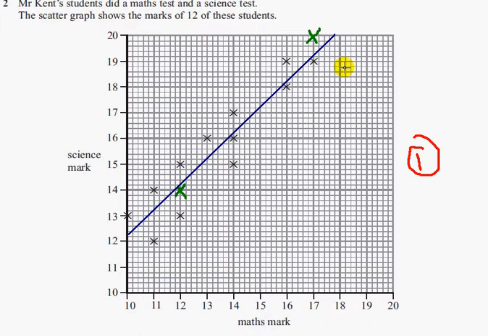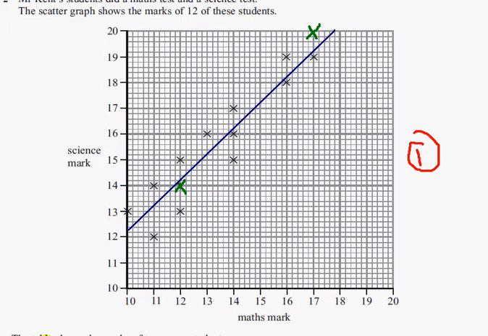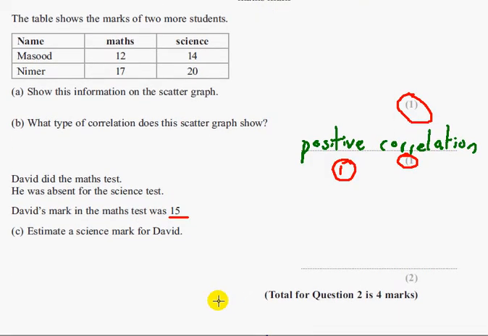Okay, he got 15 for maths. So he would have roughly got an estimate, well, 17.2 I would have got, it says on my graph. So 17.2 is my estimate. Oh, still got the ruler. Let's get rid of that. 17.2. Now, part C is a 2-mark question.